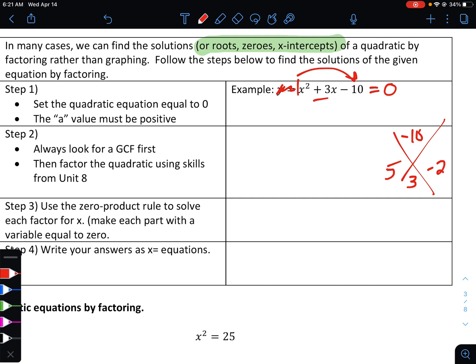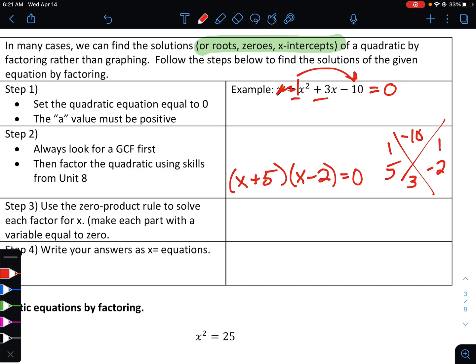So then we'll go ahead and use our number that was in front of x squared, which is the 1. We'll put that above each of our two terms and look to see if we can simplify. And in this case, we cannot. So there would be our two factors, 1x plus 5 and 1x minus 2. Don't forget that the equation is equal to 0.